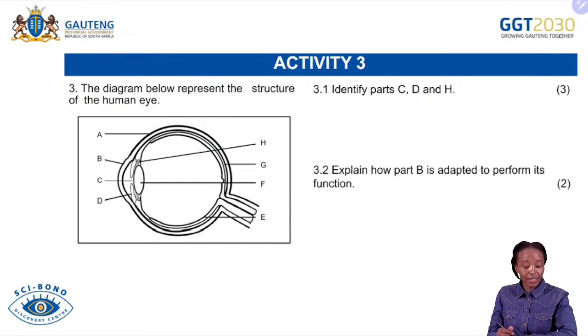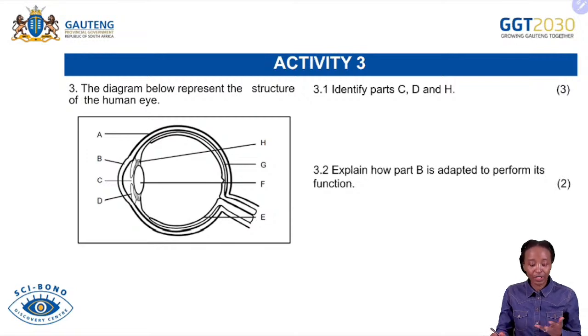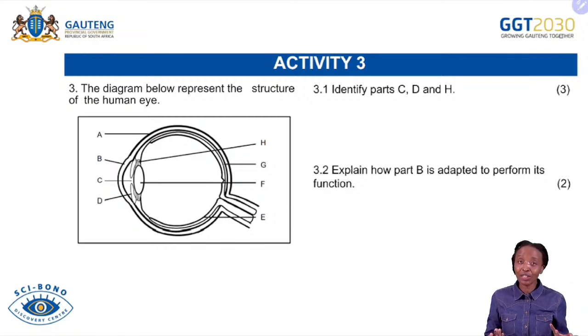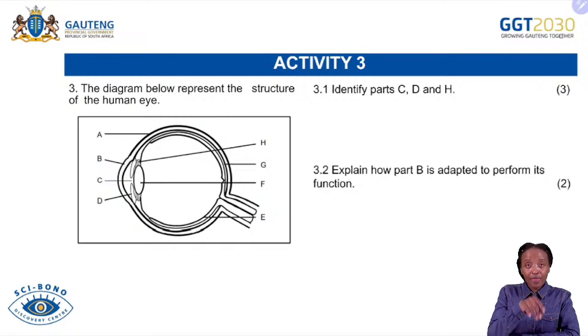So when you look into this diagram, it says it's a diagram of the structure of the human eye, and they tell you that it's the structure of the human eye. So you don't have to guess, what is this that I'm looking for? You are looking at the structure of the eye. So the question says, identify parts C, D, and H. So we look at the diagram. I did say you can put all the labels on the diagram so that when you get to the questions, it is easy to answer.